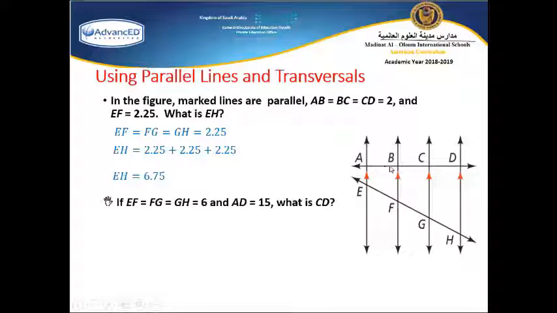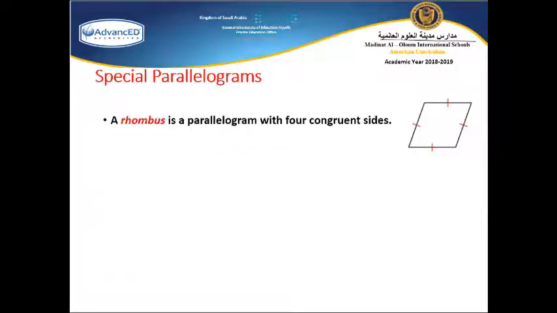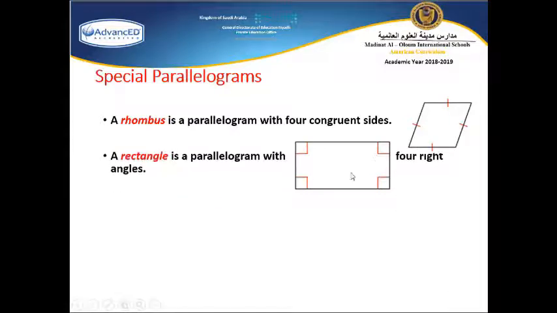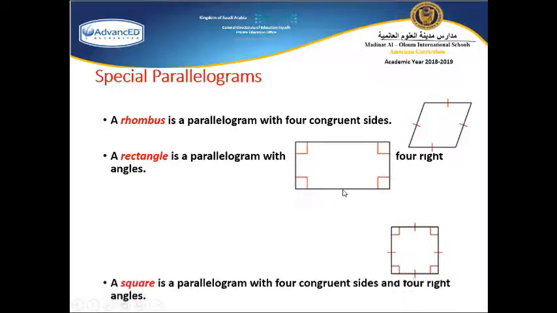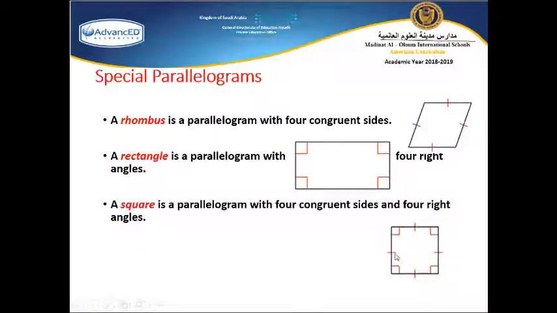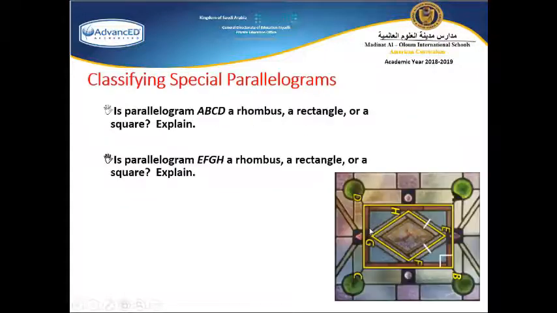Then AB equals BC equals CD. Since we have AD equal 15, then AB equals BC equals CD equals 5. The special parallelograms: a rhombus is a parallelogram with 4 congruent sides. A rectangle is a parallelogram with 4 right angles. The square is a parallelogram with 4 congruent sides and 4 right angles.